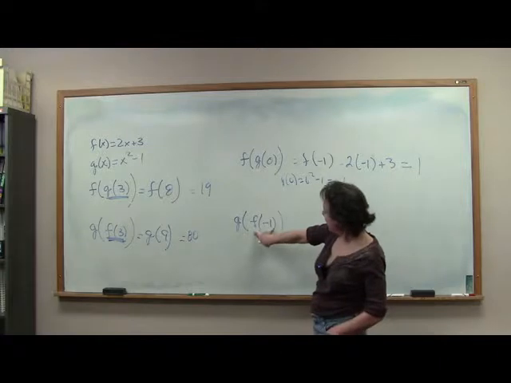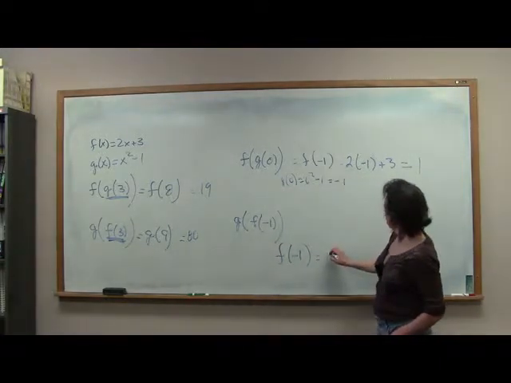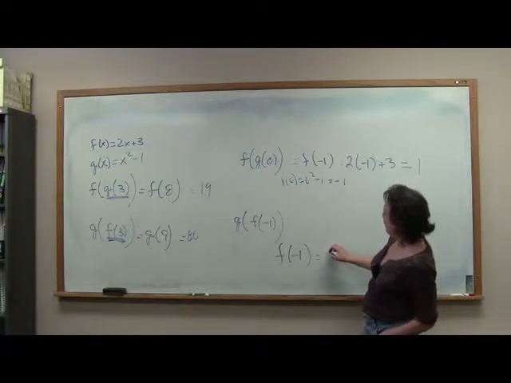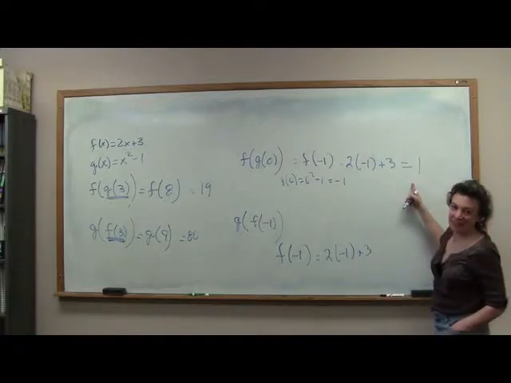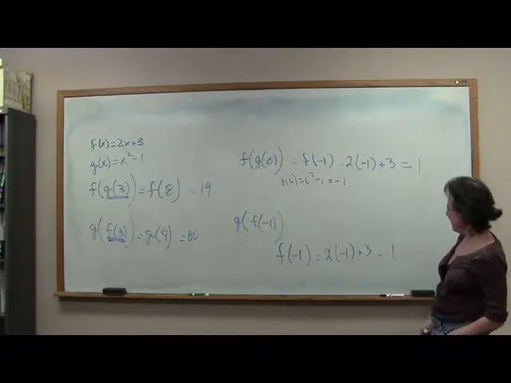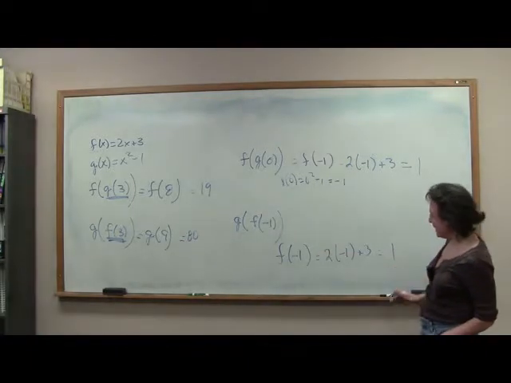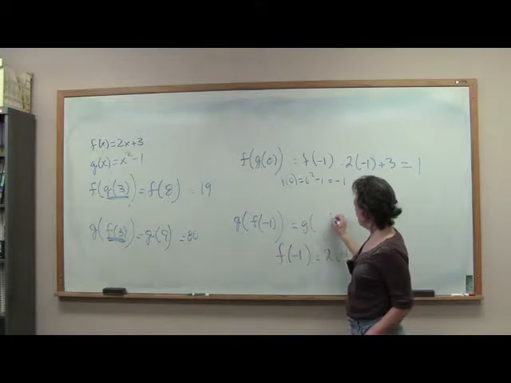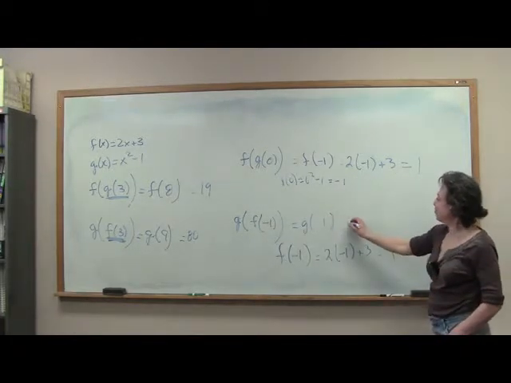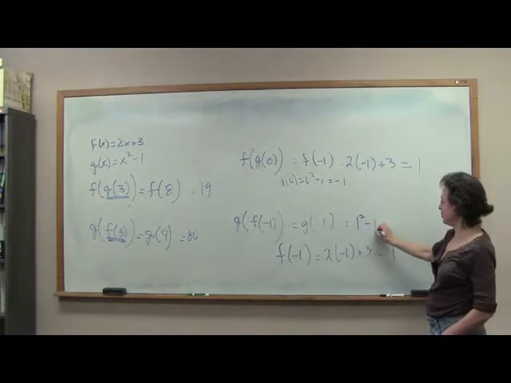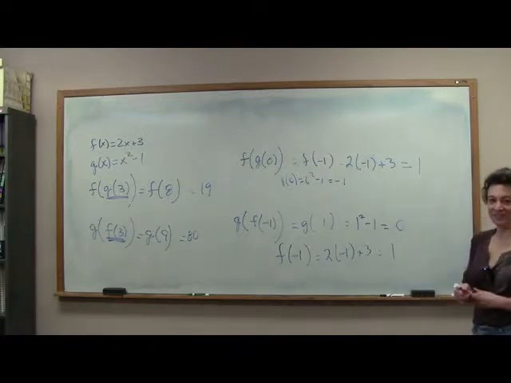How do we do this guy? Well, the first thing we're going to do is compute f of negative 1. Oh, fun! Well, that's 2 times negative 1 plus 3. Why did I say fun? Because we just computed that, and we get 1. So, since f of negative 1 is equal to 1, I'm going to replace f of negative 1 with 1. And what is g of 1? Well, that's 1 squared minus 1, which is 0. Oh, that was cute.